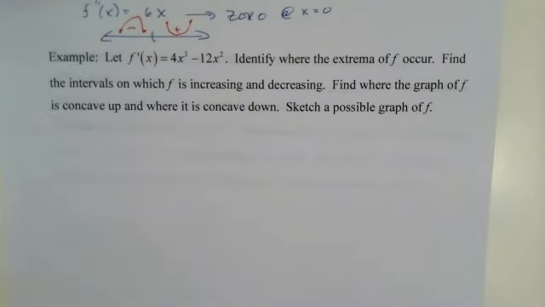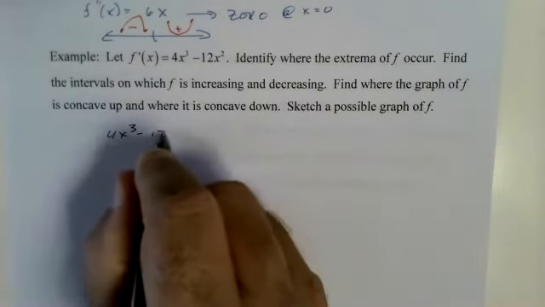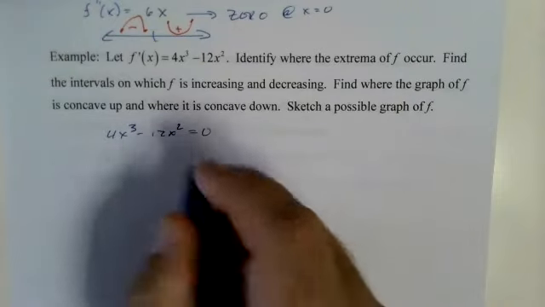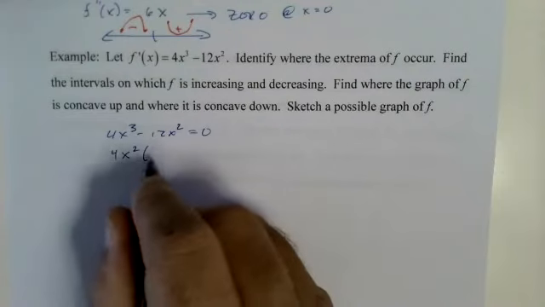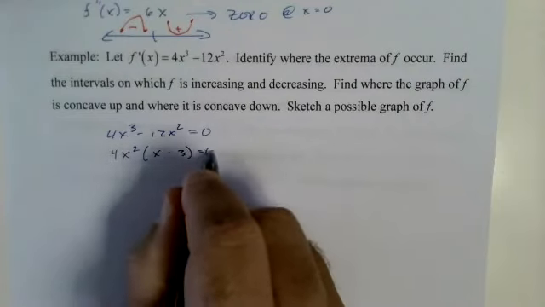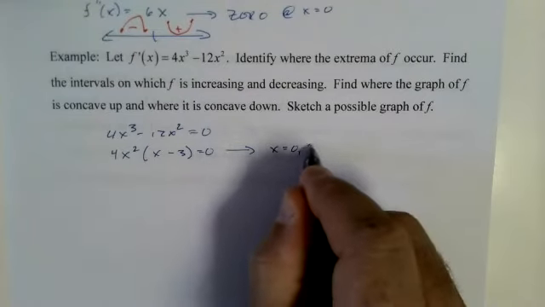Here's the derivative. Identify where the extrema occur. 4x cubed minus 12x squared equals 0. I'm winging it here. 4x squared, x minus 3 equals 0. So we have x equals 0 and 3.